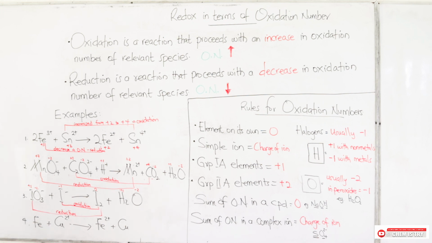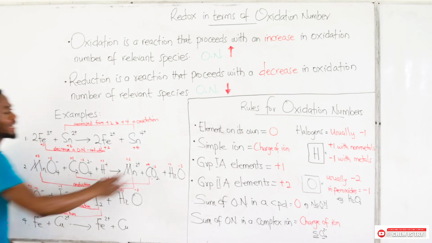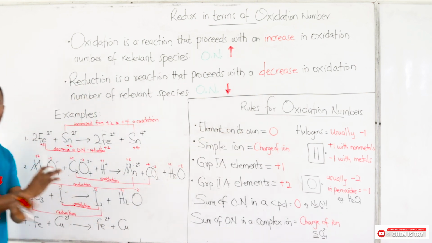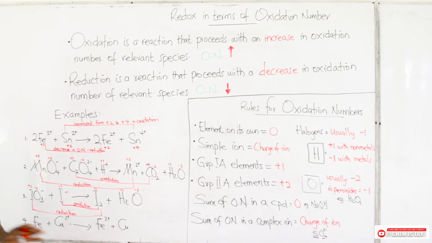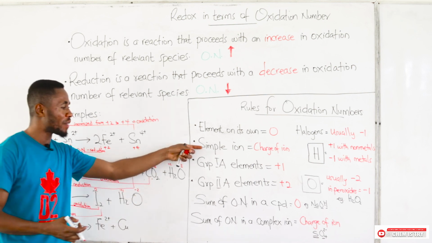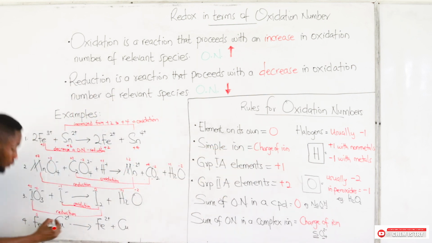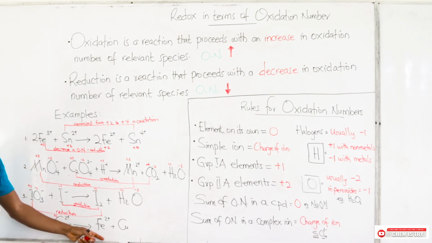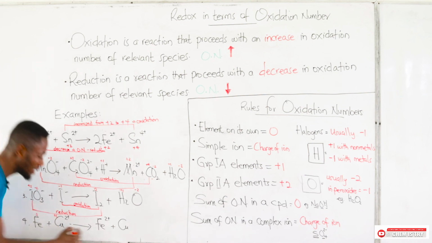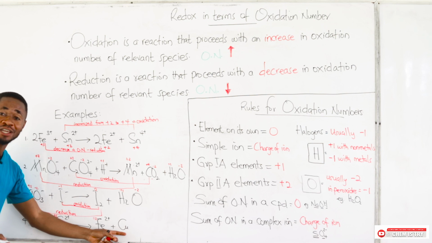Let's look at the last example. In the last example, we have iron metal. It is an element on its own, not combined to any other element, and it is not charged too. So its oxidation number from the first rule is 0. Copper 2 ions. It's a simple ion, so its oxidation number is equal to its charge, which is +2. Iron 2 is also a simple ion, so its charge will be +2, and copper is alone, its oxidation number will be 0.